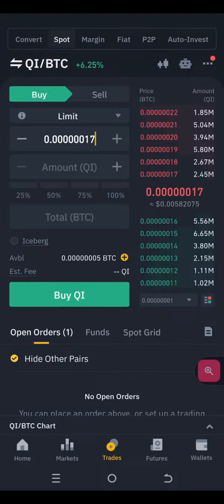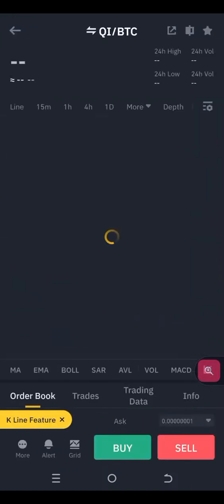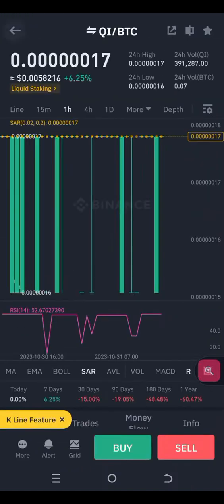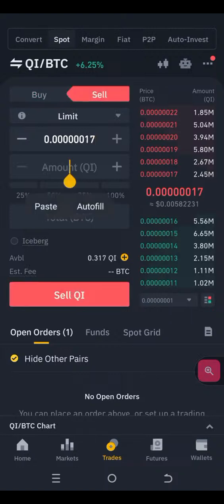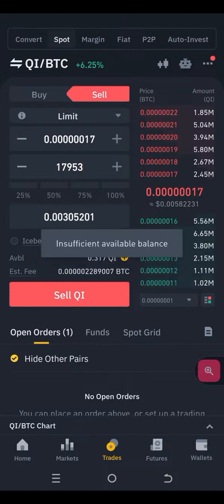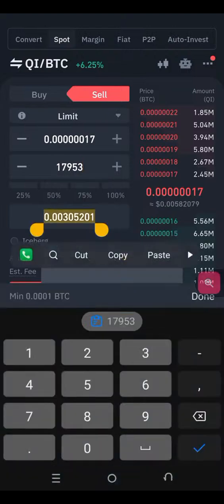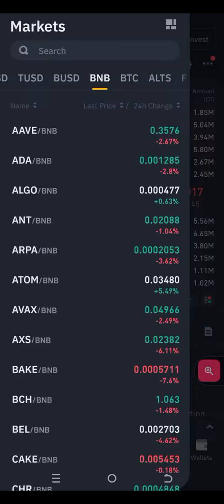Okay, now just hold your horses. I'm going to show you something here. So all I just need to do is sell QI, right? Okay. And I copy what I have. At that point, what I get, I go back to my BTC and sell to USDT.